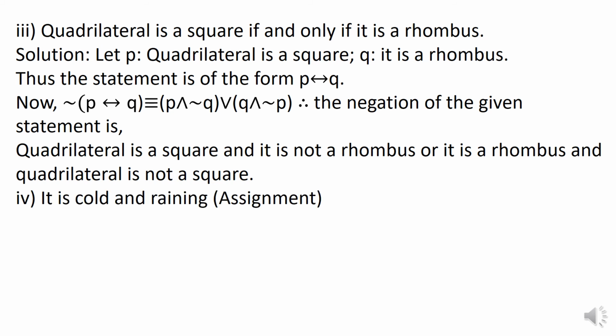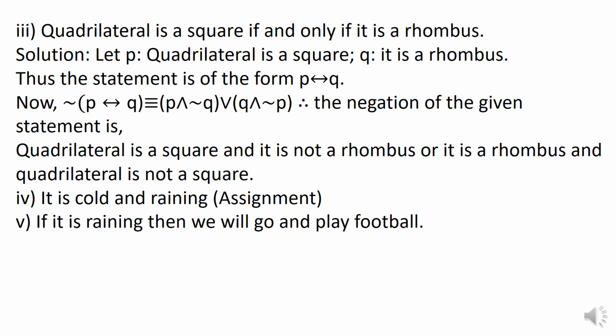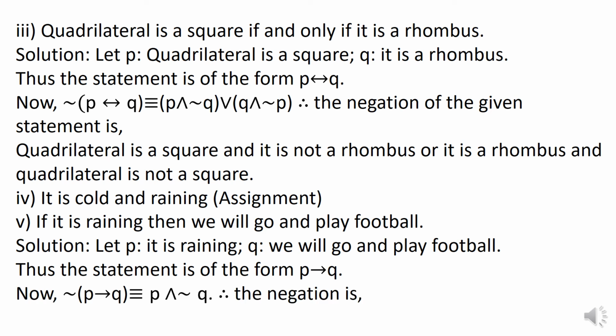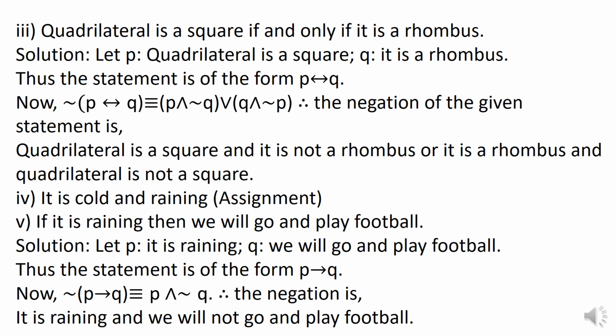The fourth one, it is cold and raining. You can do it as an assignment in your notebook. The next one, if it is raining, then we will go and play football. Obviously, the statement is of the form if-then. So, let P: it is raining, Q: we will go and play football. So, the statement is of the form if P, then Q. So, the negation of it is P and not Q. So, we write it as it is raining and we will not go and play football.